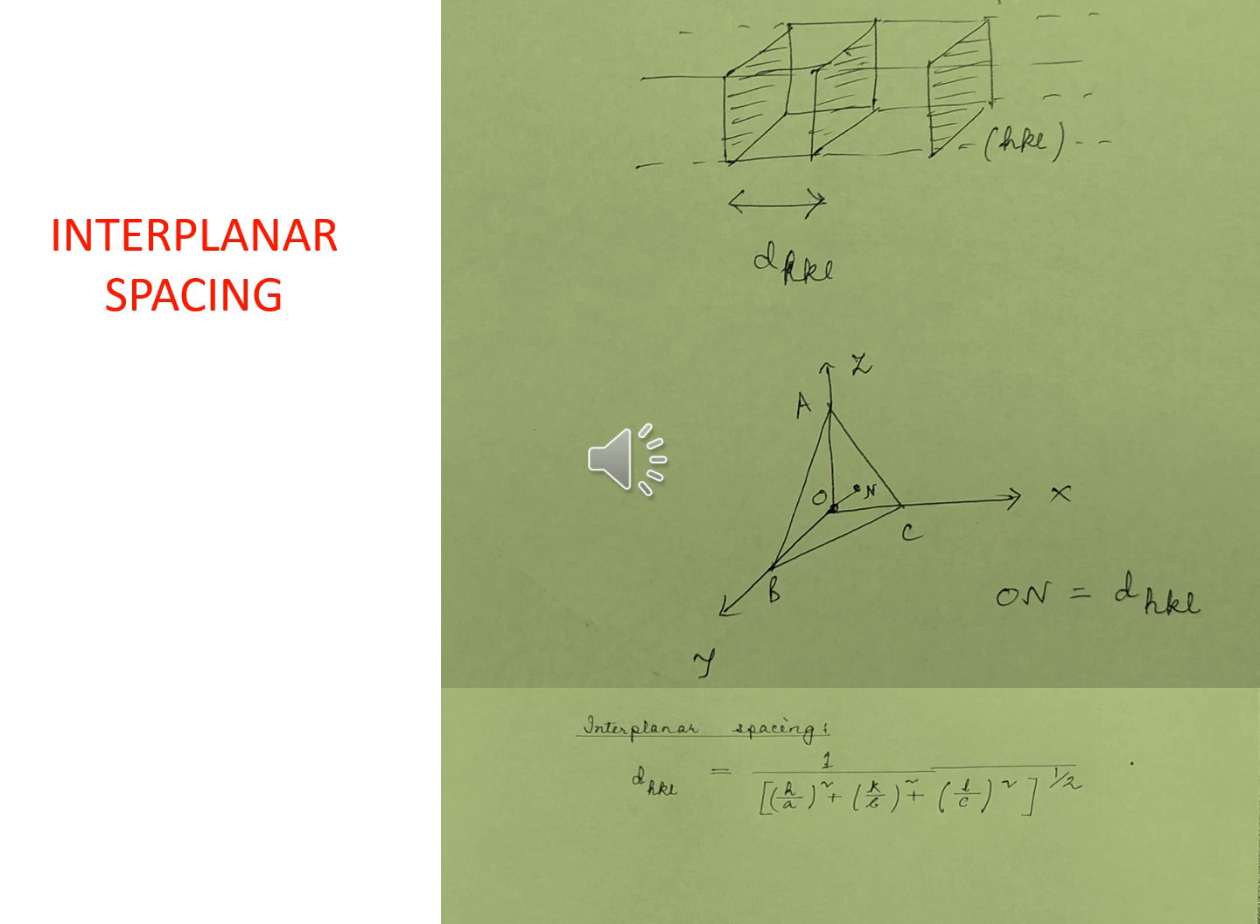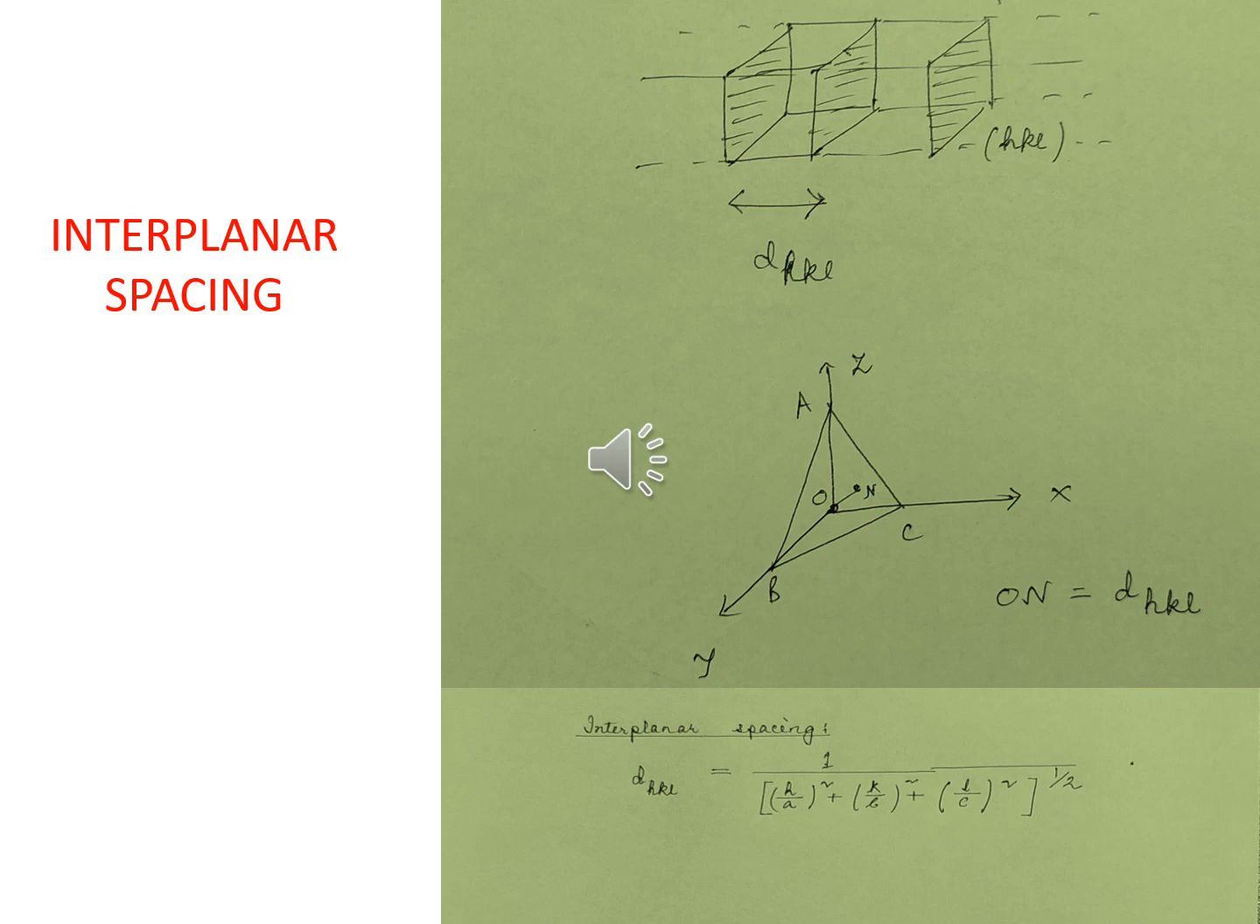Now let us come to the idea of interplanar spacing. We have already discussed what Miller indices are, and let us consider a set of parallel planes denoted by the Miller indices HKL. Then the distance between any two corresponding planes of this set will be called interplanar spacing. That means you take any two planes of this set of parallel planes, and the distance between them, as shown in the diagram, d_HKL, is called interplanar spacing.